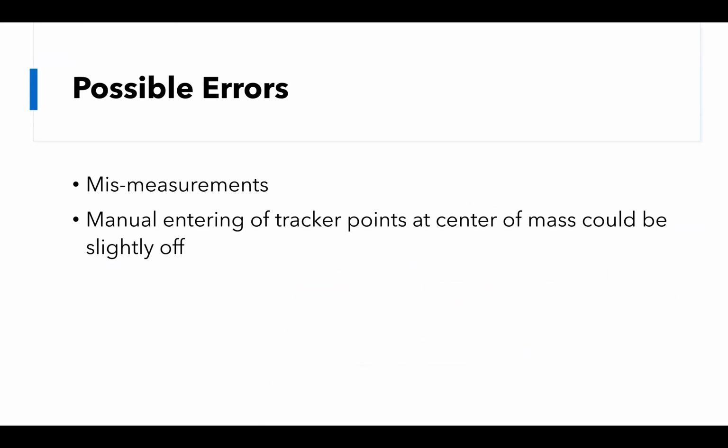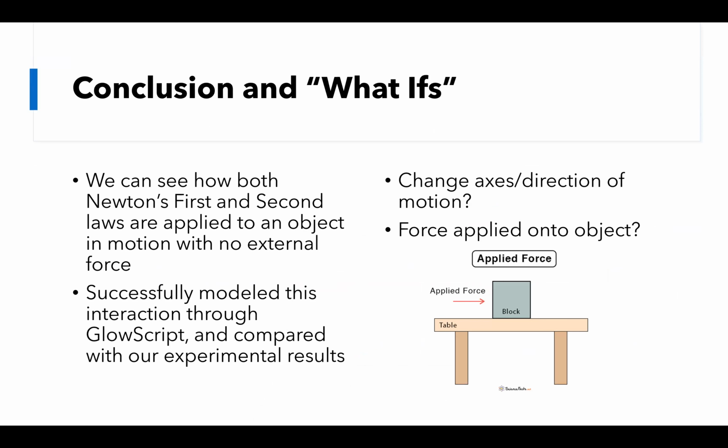Some possible errors here could have been mismeasurements when setting up my Tracker data and my Tracker point of reference, as well as, since I was manually entering the Tracker point at the center of mass, those could also be slightly off. The conclusion here is we can see how both Newton's first and second laws are applied to an object in motion with no external force because, since the ball's acceleration is zero, that proves there is no force acting upon it, as force is equal to mass times acceleration. Acceleration is zero, making the force zero.